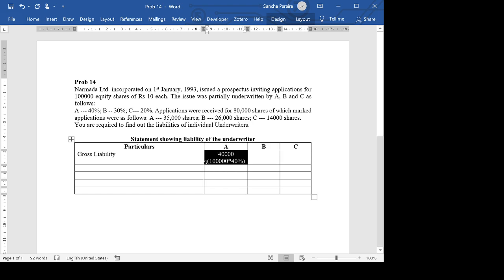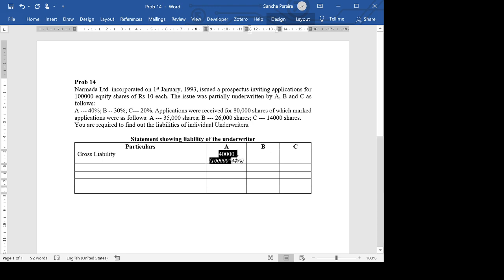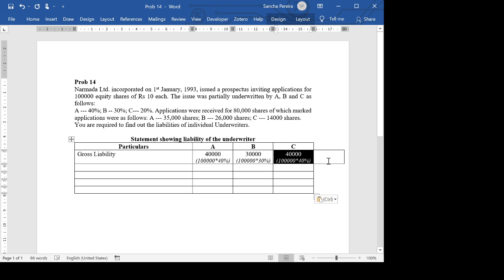1 lakh into 40%. Then for B, it is 1 lakh into 30%, which will be 30,000. And for C, it is 1 lakh into 20%, which is going to be 20,000.